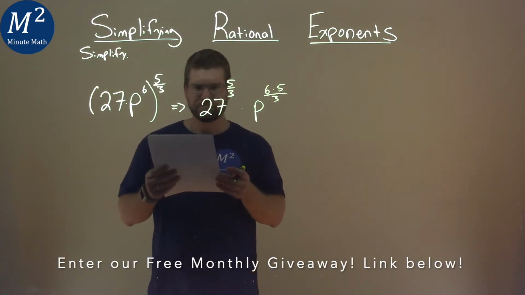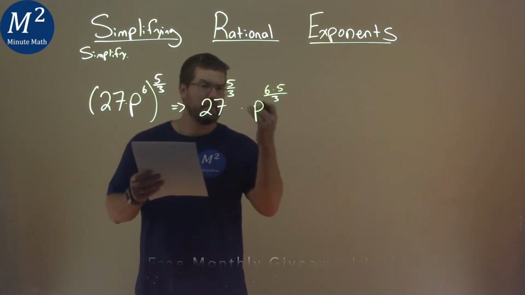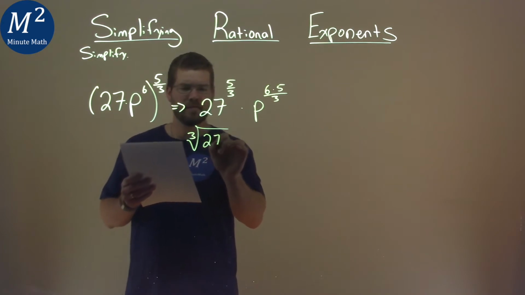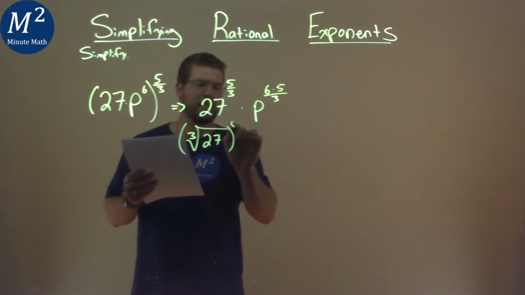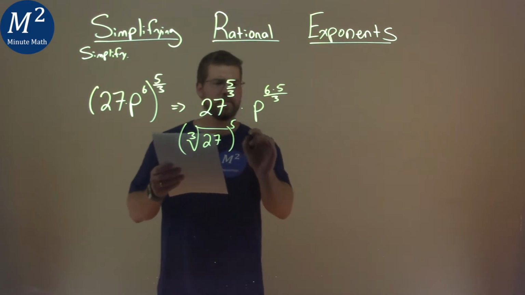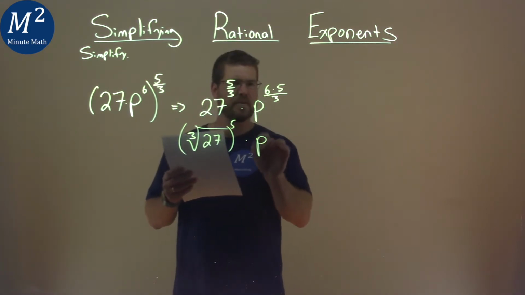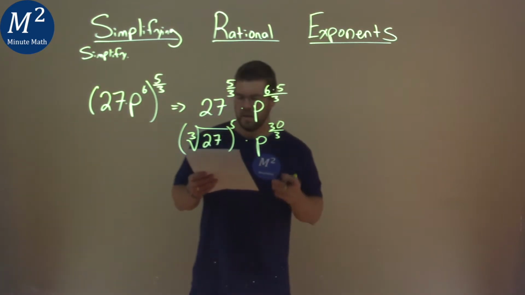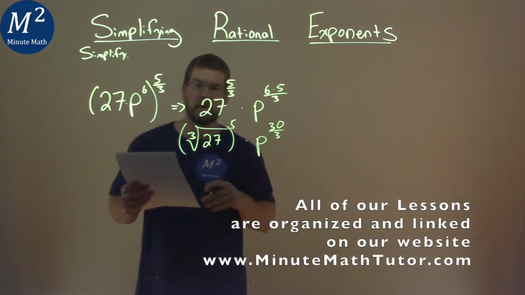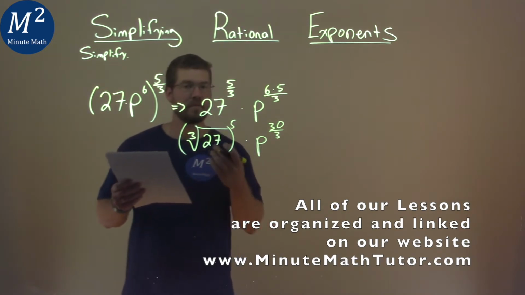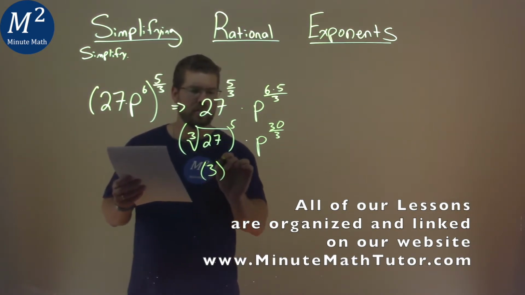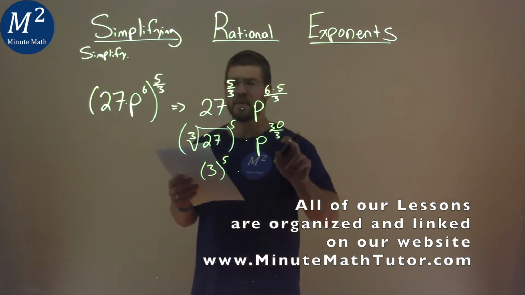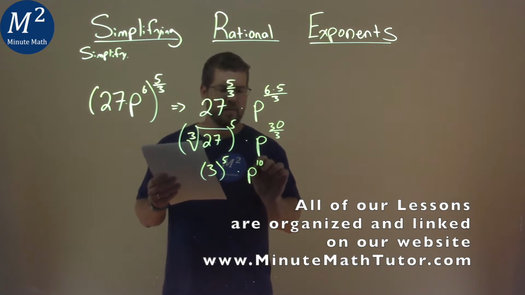Let's move down. Well, 27 to the 5/3 power is the same thing as the third root of 27 all to the 5th power. It's good to know our rules there. Simplify the right one, p to the 6 times 5 being 30 over 3. Now let's keep going. What's the third root of 27? Well, the third root of 27 is 3. So we have 3 here, all to the 5th power, times, well, 30 divided by 3 is going to be 10. So we have p to the 10th power.